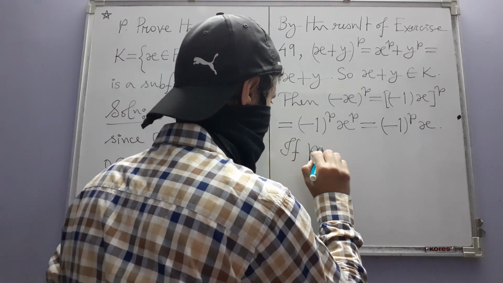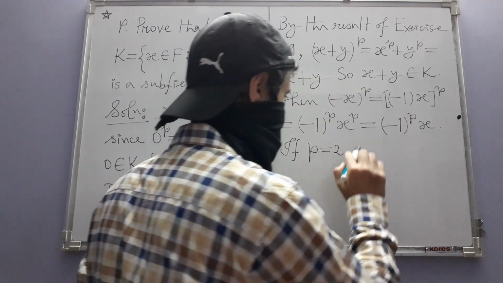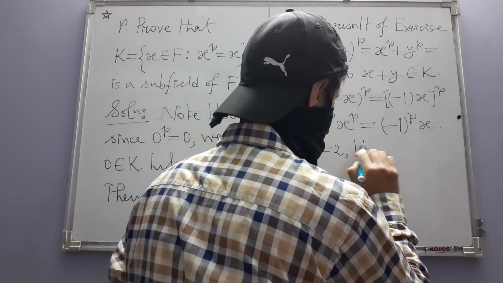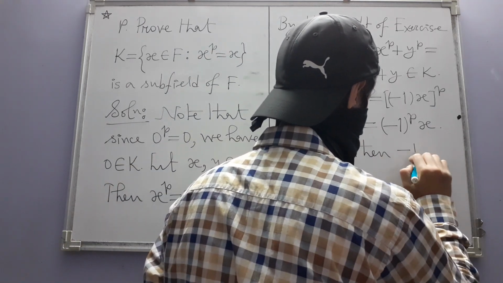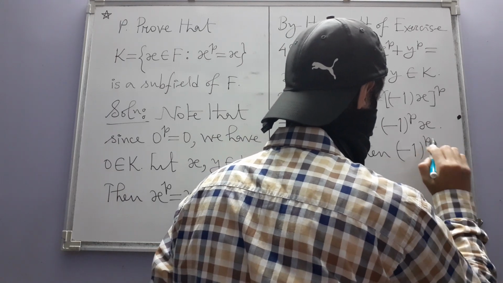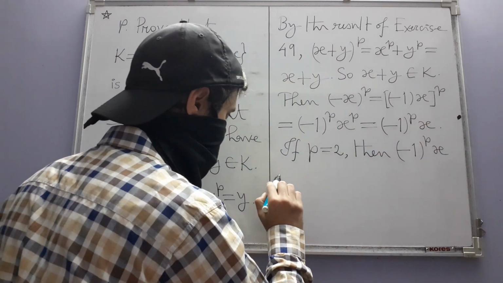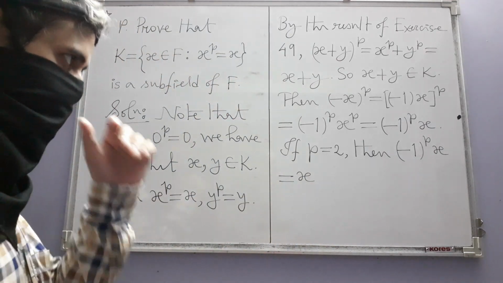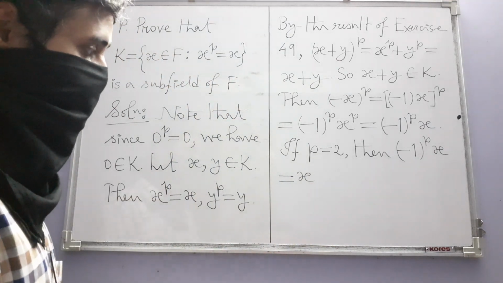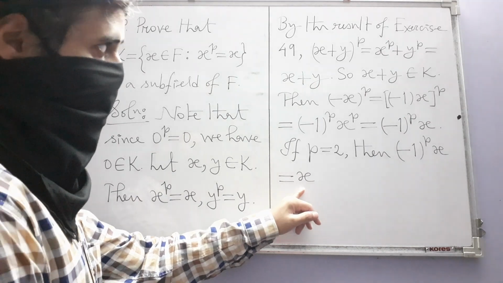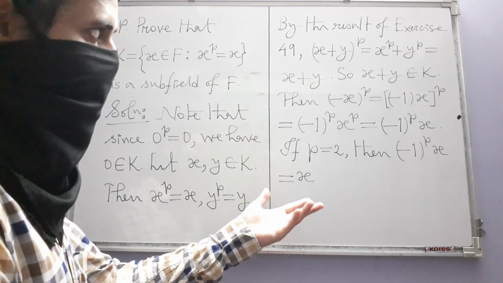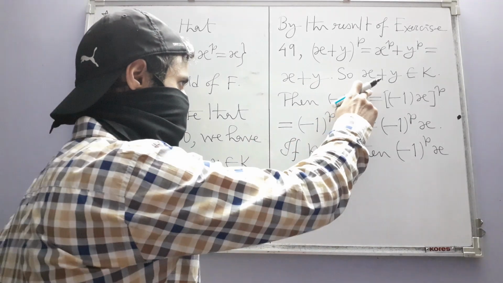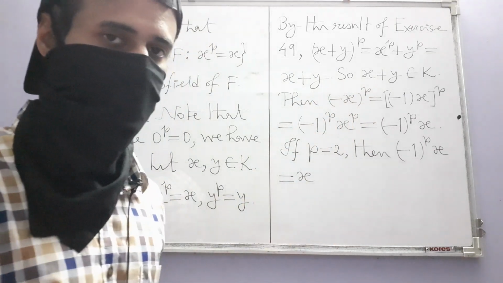If p is equal to 2, then this is nothing but x. Okay, but we do not want this to be x, we want this to be minus x, so that the pth power of minus x becomes minus x.